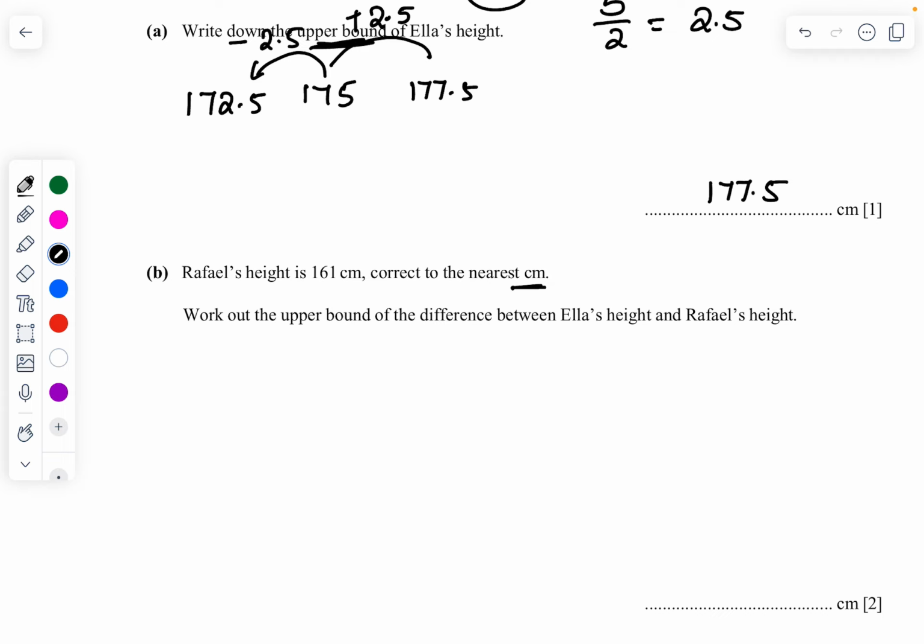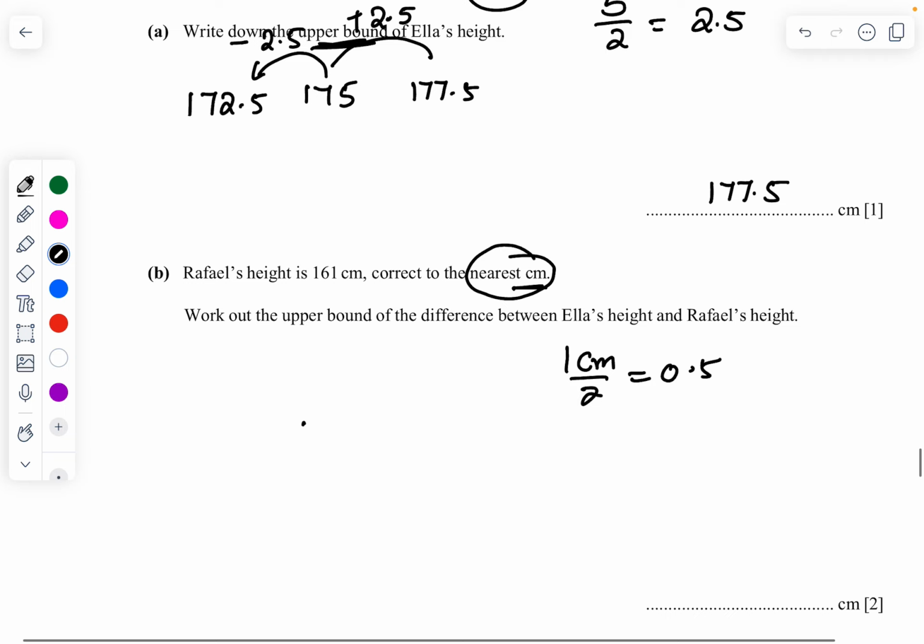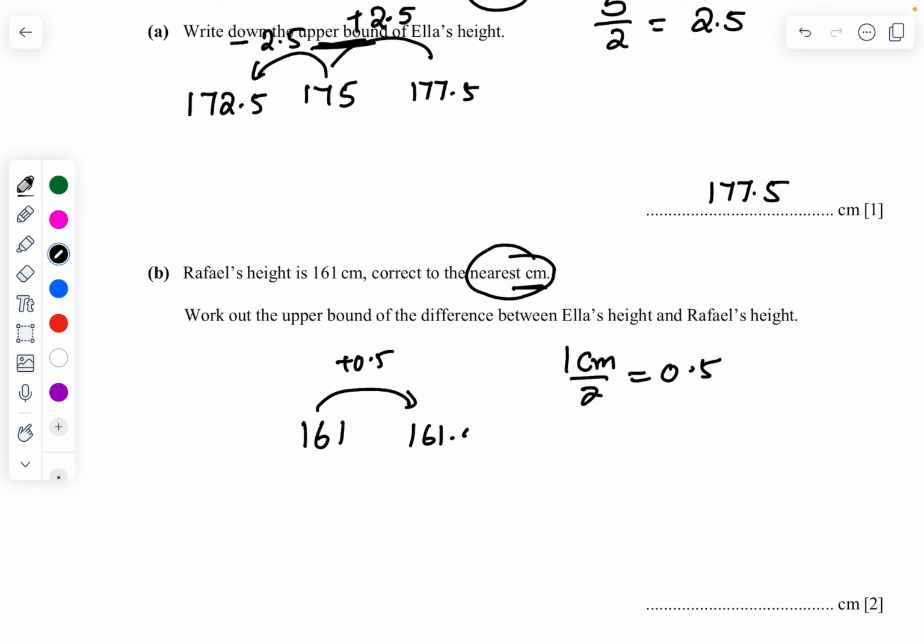Raffle's height is 161 centimeters, correct to the nearest centimeter. Work out the upper bound of the difference between Ella's height and Raffle's height. So this is 1 centimeter, 1 centimeter divided by 2 is 0.5. So 161 plus 0.5 is 161.5, and 161 minus 0.5 is 160.5.